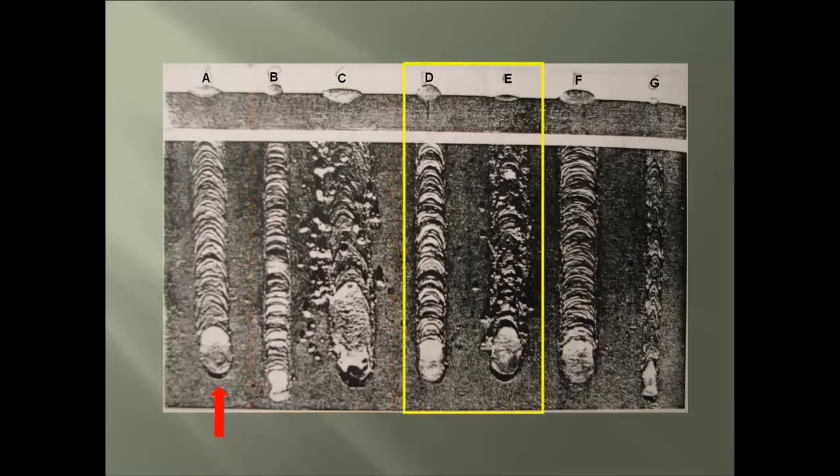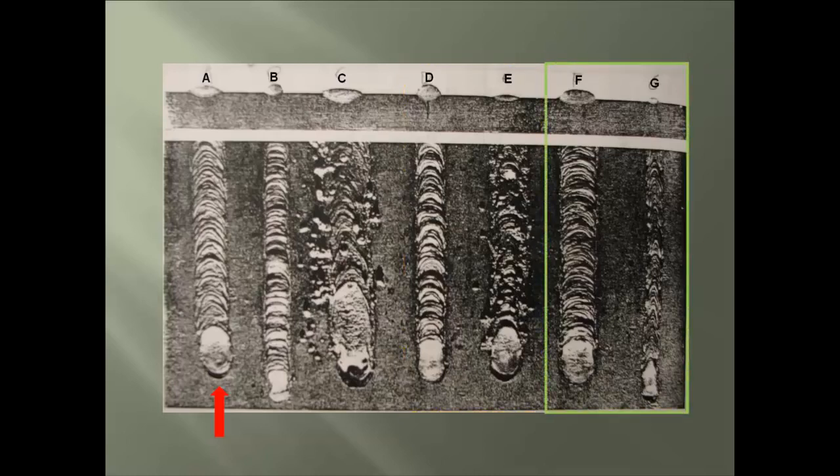Next group, which is a technique problem, here the arc length is too short then too long, which means the electrode tip is either too close or too far away from the weld arc. And we close with another type of technique problem, the travel speed being too slow then too fast, which once again means the welder is moving the electrode too slow or too fast across the weld piece.